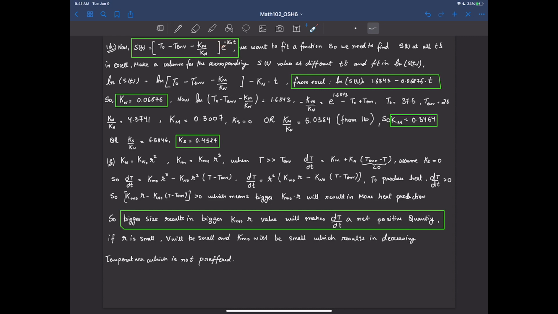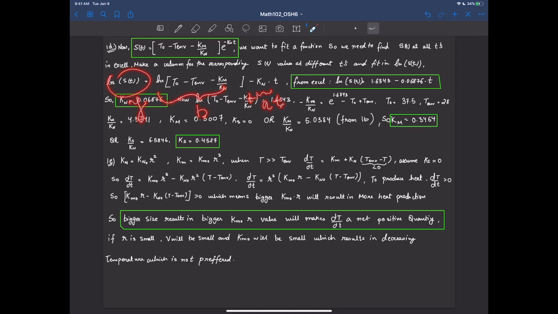So when you do that, all you're going to get is ln of the first thing plus ln of e to the power negative k times t. And that thing all together is just negative k times t. So now here you have a linear relationship where ln of S of t is your y value, this is going to be your b value plus this is going to be your a value times t. So this is how you have a linear relationship here.